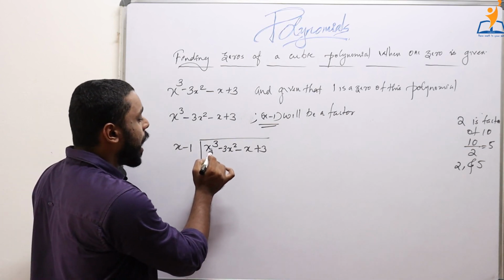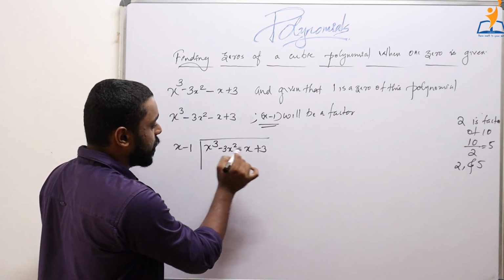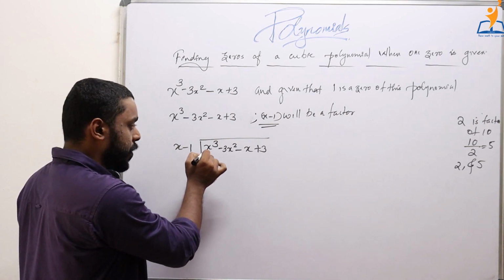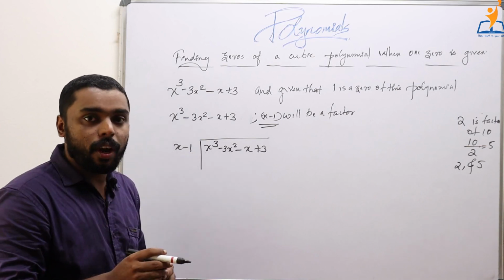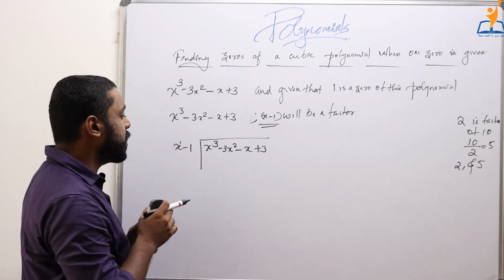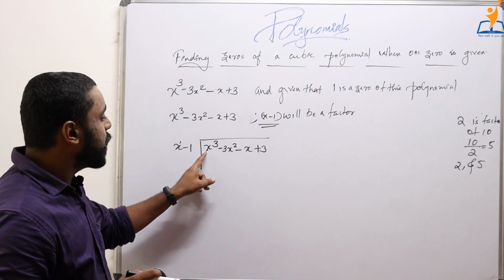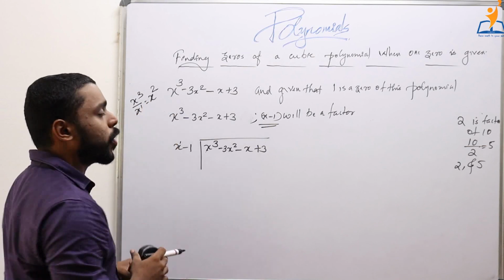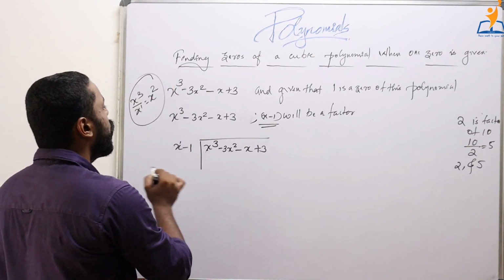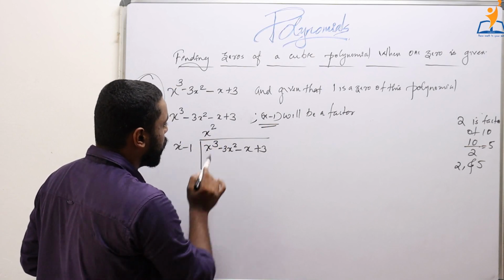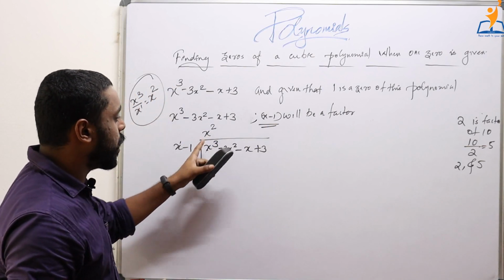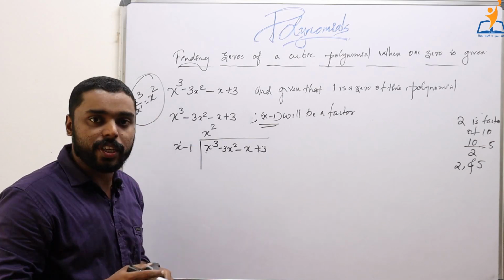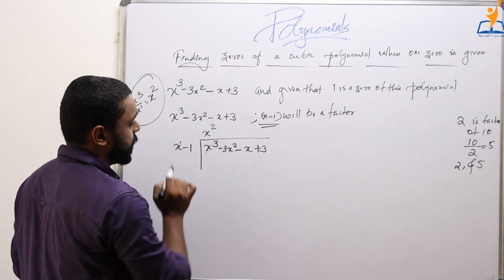See, here the highest degree of the dividend is 3. We are going to divide the highest degree term of the dividend by the highest degree term of the divisor. Here the highest degree of the divisor is 1. So x cube by x raised to 1 is nothing but x square. Clear? So we can write x square here. Remember how we got this x square: by dividing the highest degree term of the dividend by the highest degree term of the divisor.